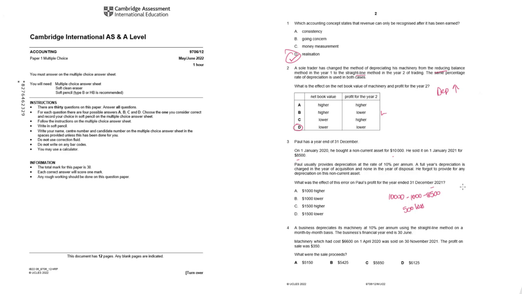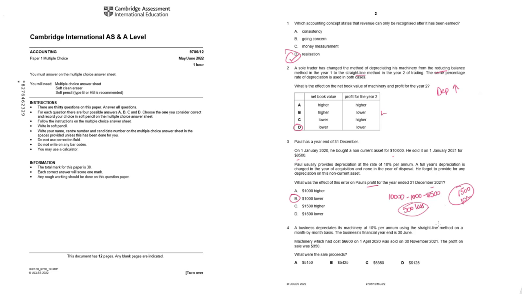But if he does not provide depreciation, how much would be his loss? His loss would be 1,500. 10,000 minus 8,500. This 1,000 will not be recorded. So 10,000 minus 8,500, 1,500 will be the loss. So if you see, the loss on disposal is $1,000 higher in case you don't provide the depreciation. If the loss or the expense is $1,000 higher, it means the profit is $1,000 lower. So the correct option is option B.